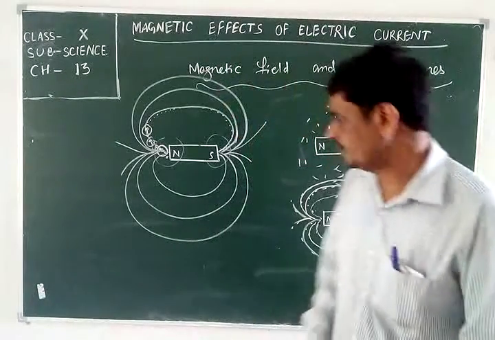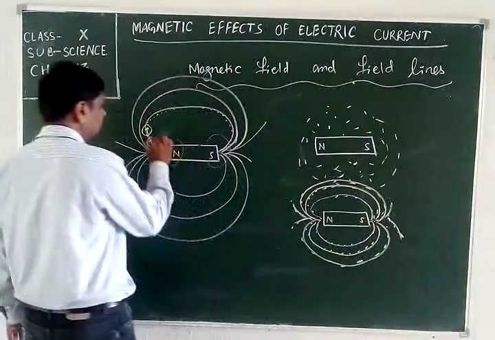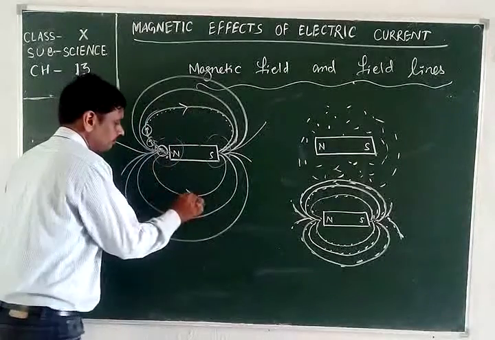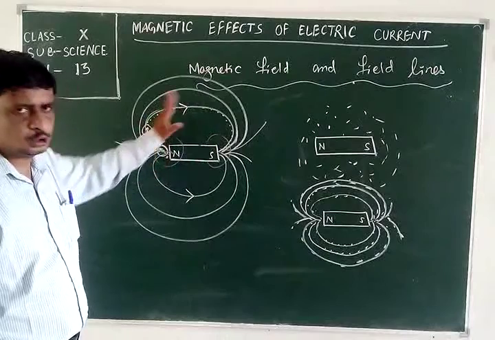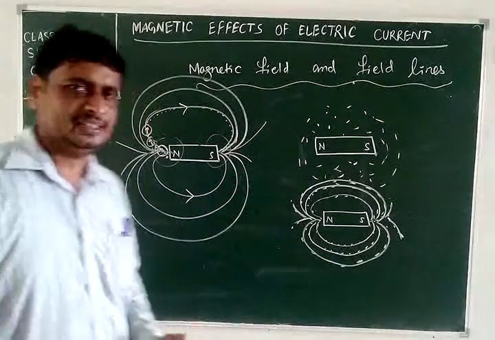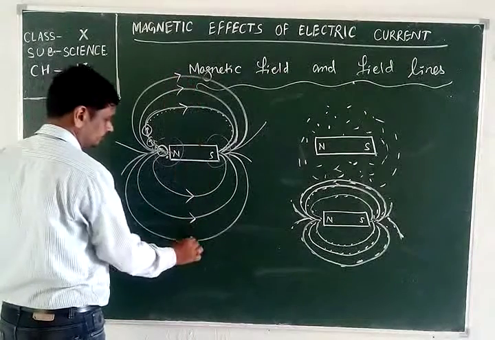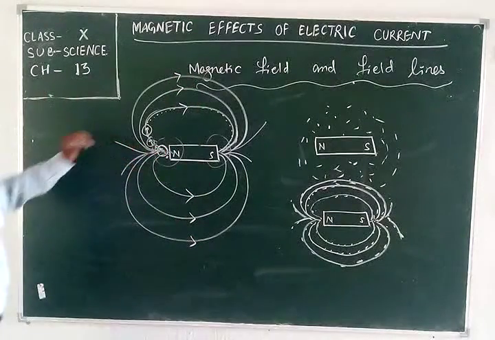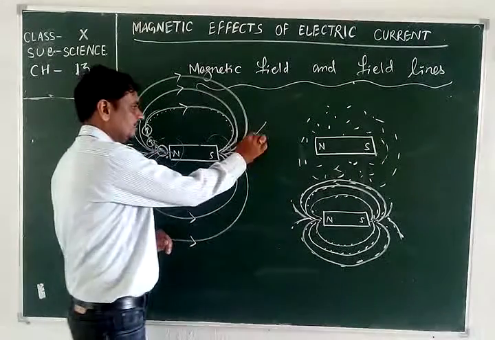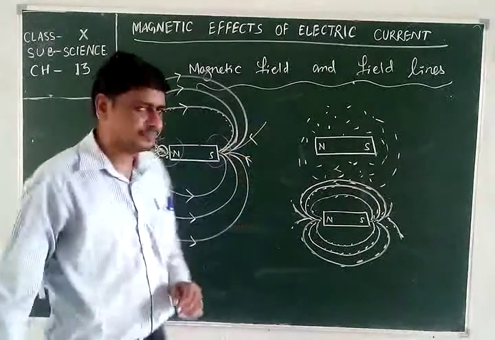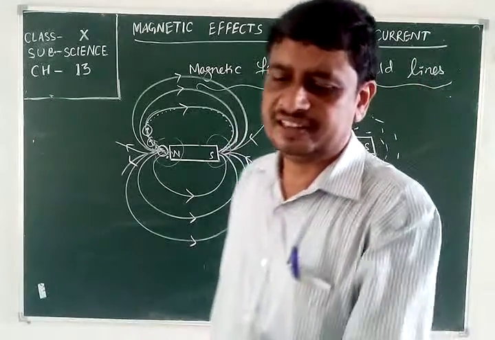Next, we will observe the field lines always move from north to south. The direction of field lines is always from north to south outside the magnet. It will move from the north pole of the bar magnet and come toward the south pole of the bar magnet. So, the magnetic field has a specific direction.